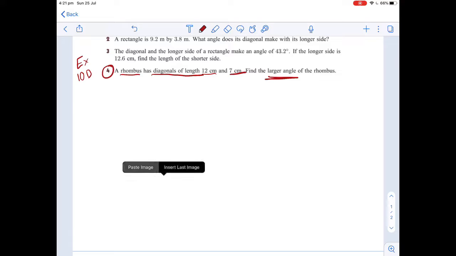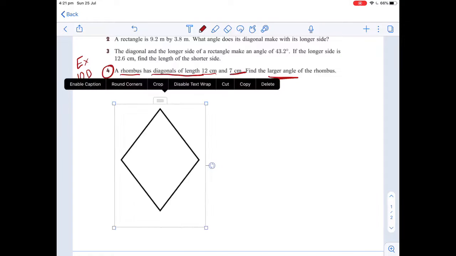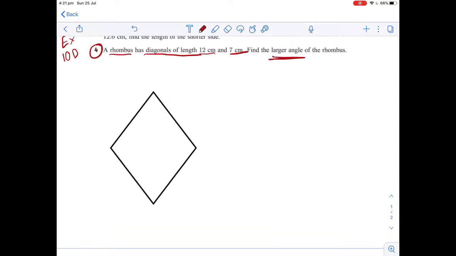So I'll get up a picture. Here, this is a rhombus. An important thing to know about a rhombus as well is that all of these side lengths here are all the same size. So it says it has diagonal lengths of 12, so that means this length here will be 12 centimeters and this length here will be 7 centimeters.